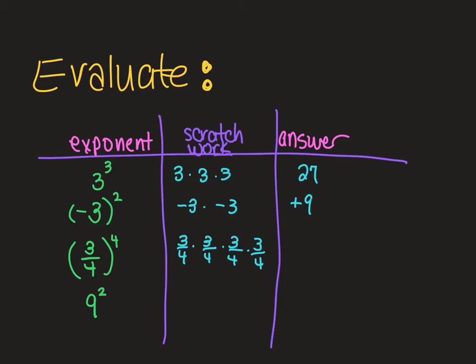27 times 3 is 81. You can also do it in groups. 3 times 3 is 9. This 3 times 3 is 9. 9 times 9 is 81.